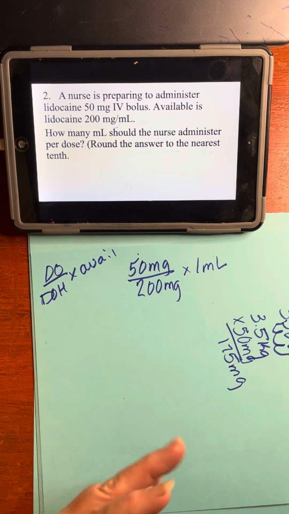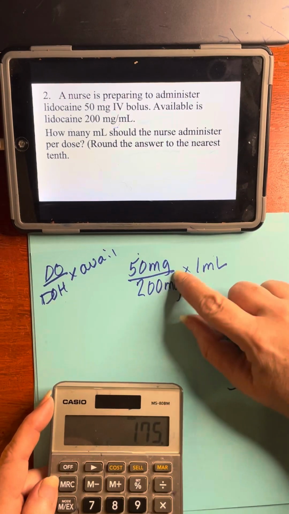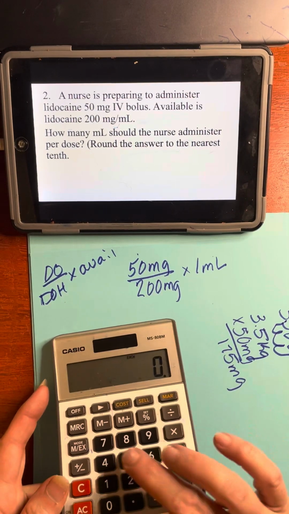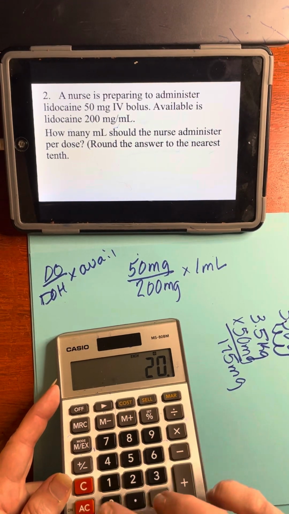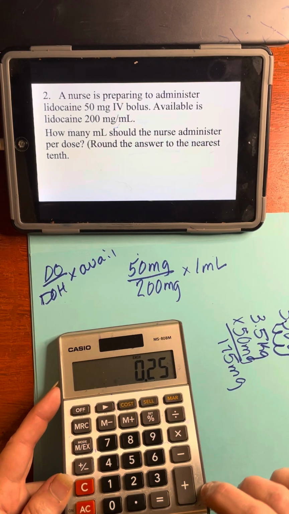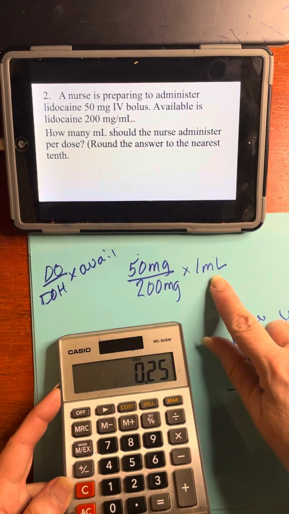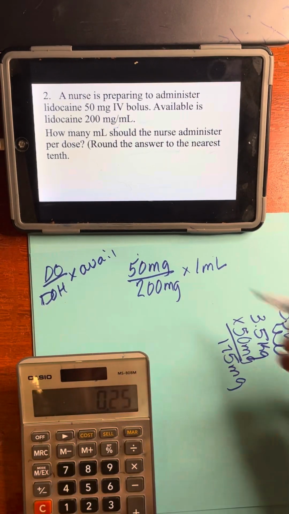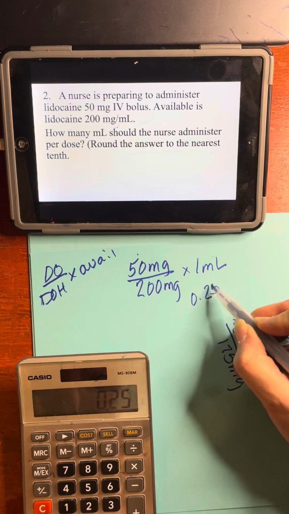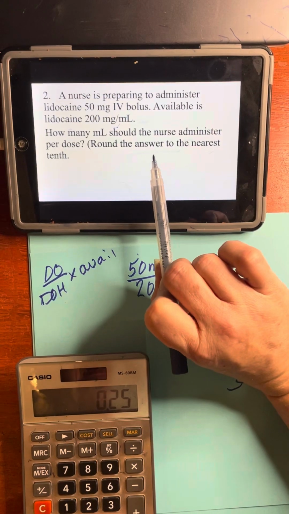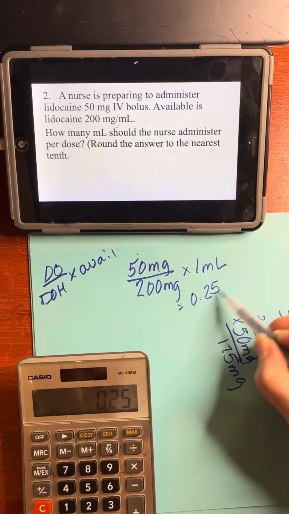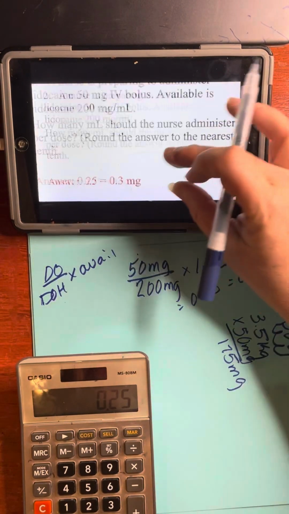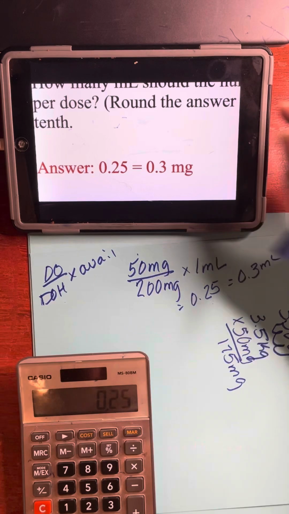So we're going to go this divided by that times that. You ready? 50 divided by 200 equals, and if it was something else besides 1, we would multiply it. So that's going to be 0.25, but Ethel said round it to the nearest tenth. So that will equal 0.3 milliliters. What you going to give him? Look, boom, saved another one.